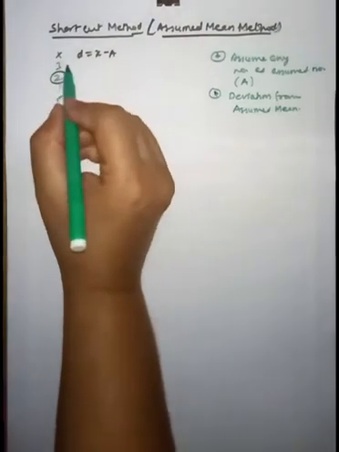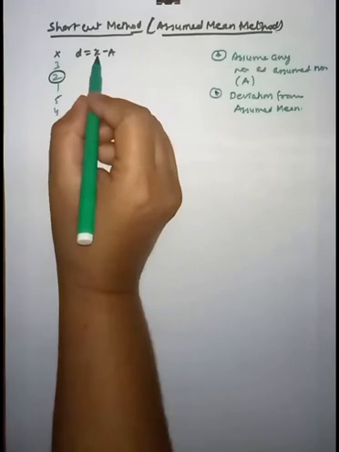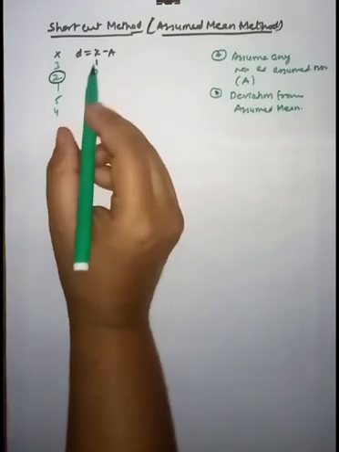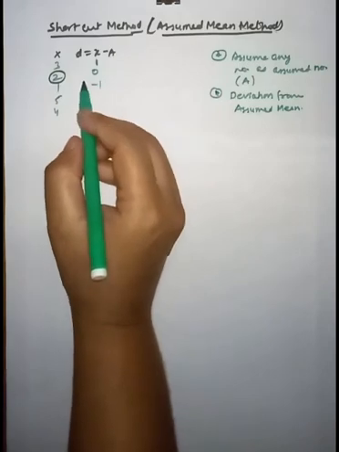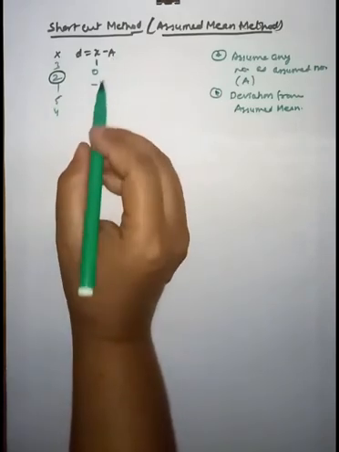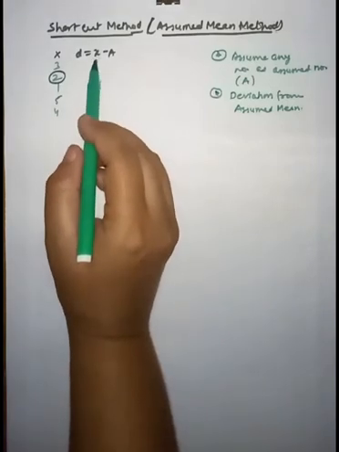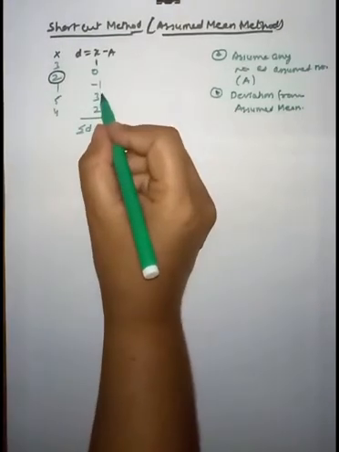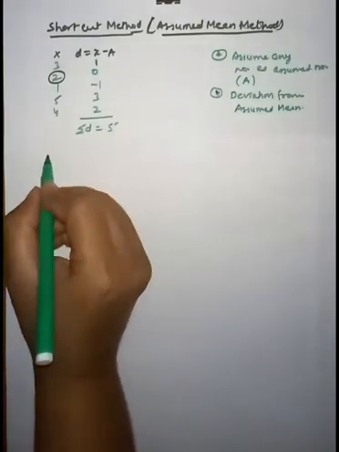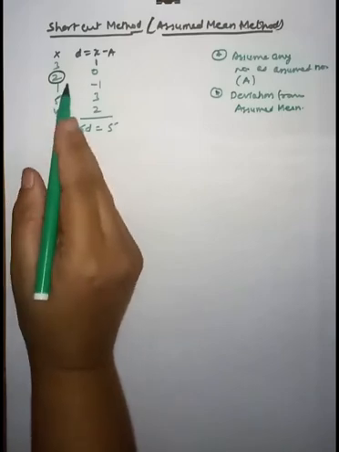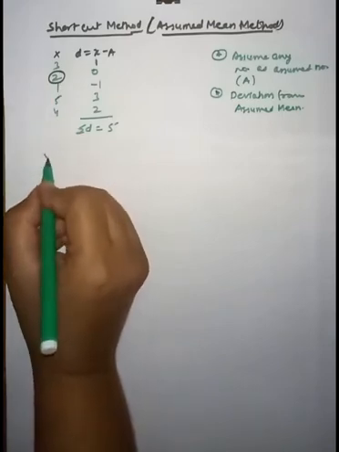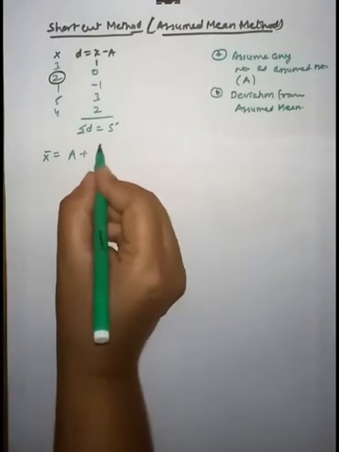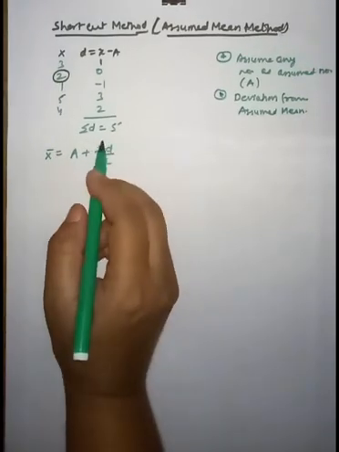So what comes? 3 minus 2 means 1. 2 minus 2 means 0. 1 minus 2 means minus 1. 5 minus 2 comes 3. And 4 minus 2 comes 2. Now add this: 5. Now find the arithmetic mean x bar. The formula for the shortcut method of the individual series is a plus summation d upon n. N is the number of terms.